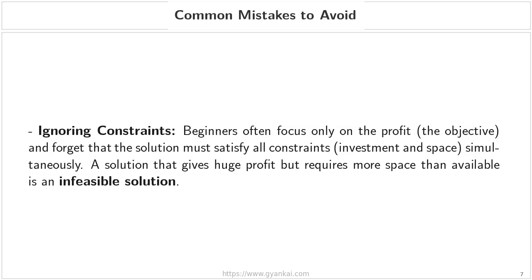First, be very careful about ignoring your constraints. It is very tempting to look only at the objective function, the part where we want to maximize profit, and forget about the limitations we discussed earlier, like the investment budget or the available storage space. Remember, a solution is only valid if it satisfies every single constraint simultaneously. If you find a combination of tables and chairs that generates a massive profit but requires more square footage than the shop actually has, that is what we call an infeasible solution. In mathematics, infeasible simply means it's not a possible or valid answer within the rules of the problem.